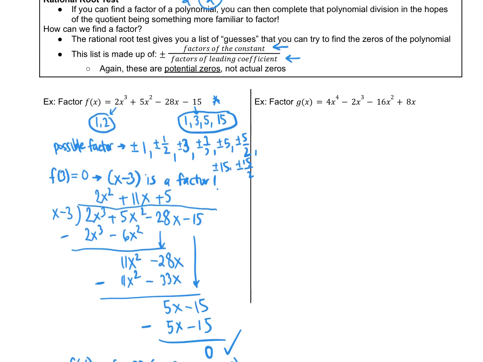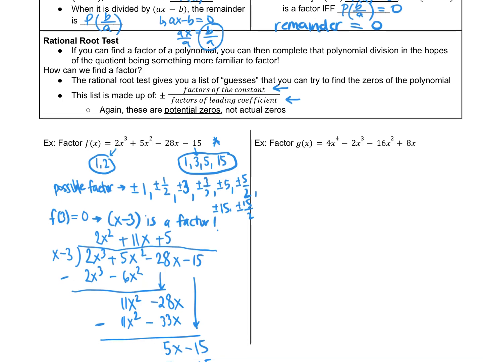So let's try one more example here. g of x equals this quartic function. Now before I go trying to find possible factors, I notice that they all have a common factor of 2. So don't neglect your basic factoring skills and don't just jump straight into the hard stuff or the more complicated stuff. So I'll do a basic greatest common factor so that I'm left with 2x cubed minus x squared minus 8x plus 4. Now let's try to find a factor of this cubic.